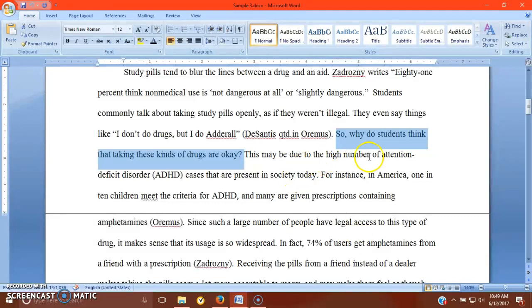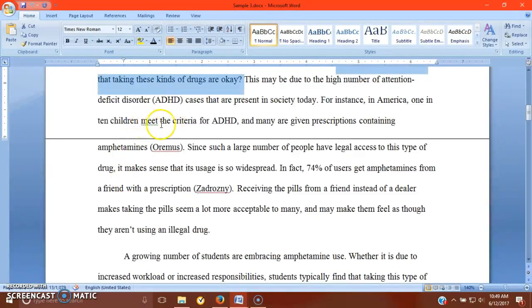"This may be due to the high number of attention deficit disorder (ADHD) cases that are present in society today. For instance, in America, 1 in 10 children meet the criteria for ADHD, and many are given prescriptions containing amphetamines. Since such a large number of people have legal access to this type of drug, it makes sense that its usage is so widespread. In fact, 74% of users get amphetamines from a friend with a prescription. Receiving pills from a friend instead of a dealer makes taking the pill seem a lot more acceptable to many." Okay, so this is actually a decent concluding sentence, and we'll talk more about structure in tomorrow's video, so stick around.